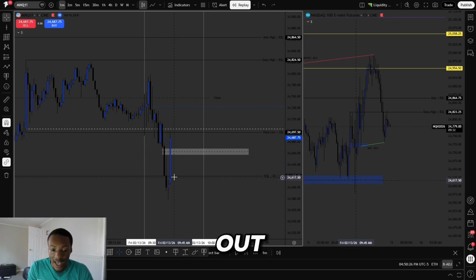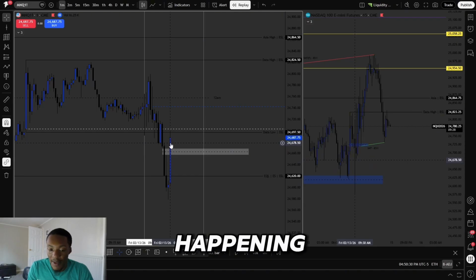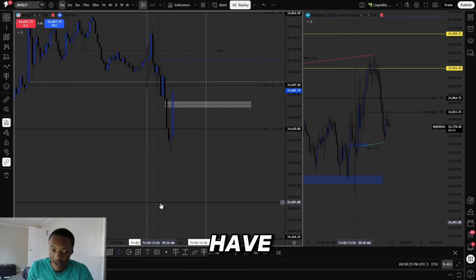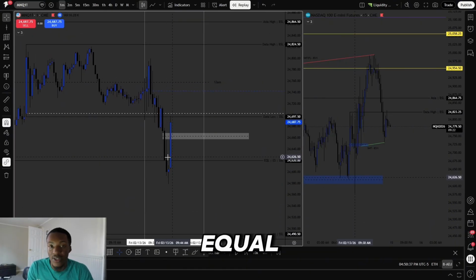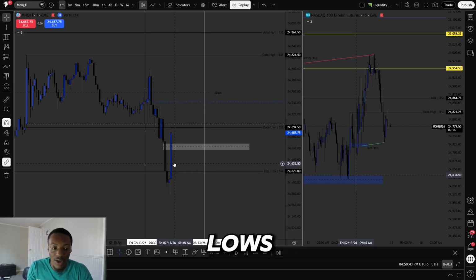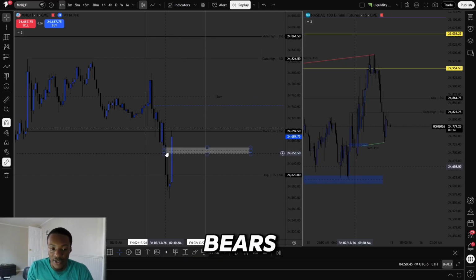Here, we took out our liquidity. We closed above here. So what's happening? I'm looking for longs since all the targets have been hit here. We did have another target here, but these are equal lows. Equal lows are nice draws on liquidity because there's a lot of liquidity resting there. So we took out these equal lows, and then we started disrespecting bearish PD arrays. So now I'm looking for longs.